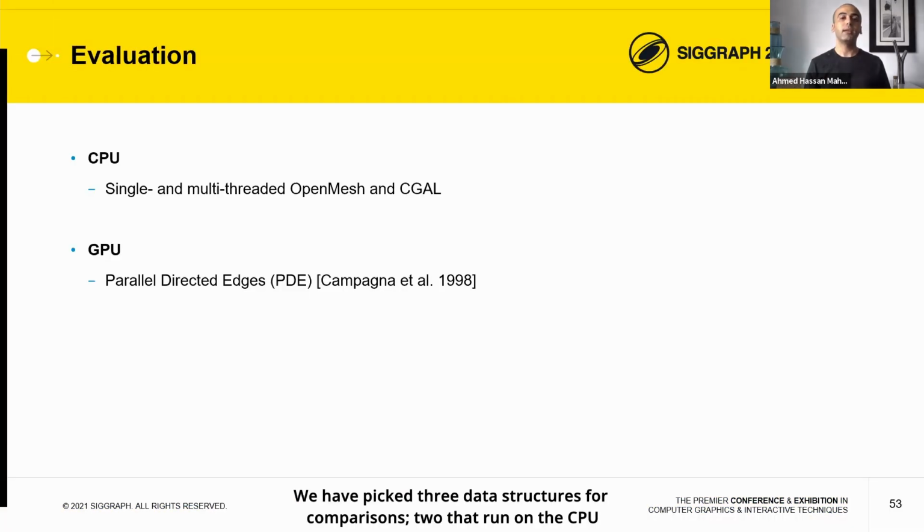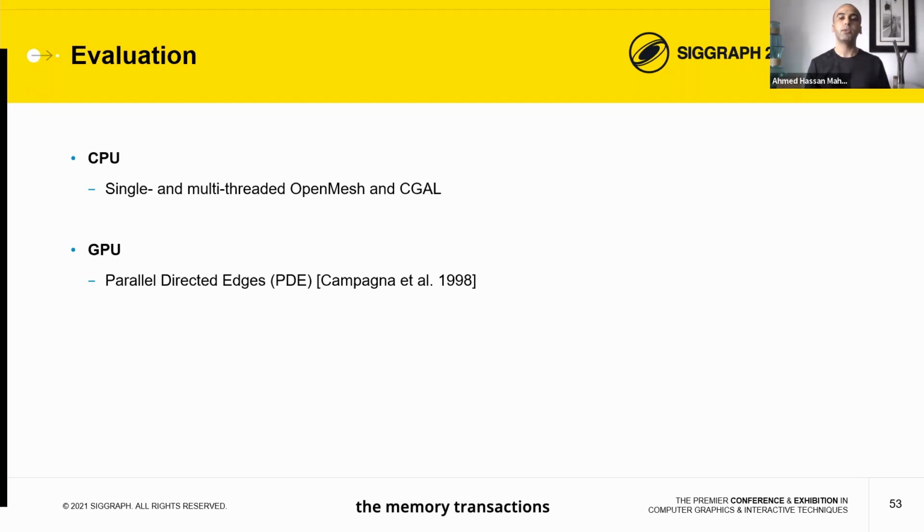We have picked 3 data structures for comparison, two that run on the CPU, which are OpenMesh and CGAL, and they are based on the half-edge data structure. And the other is the GPU parallel version of directed edges. Directed edges is an optimized version of a half-edge data structure for triangle meshes, where we are able to include some information implicitly, which helps reduce the memory transactions.